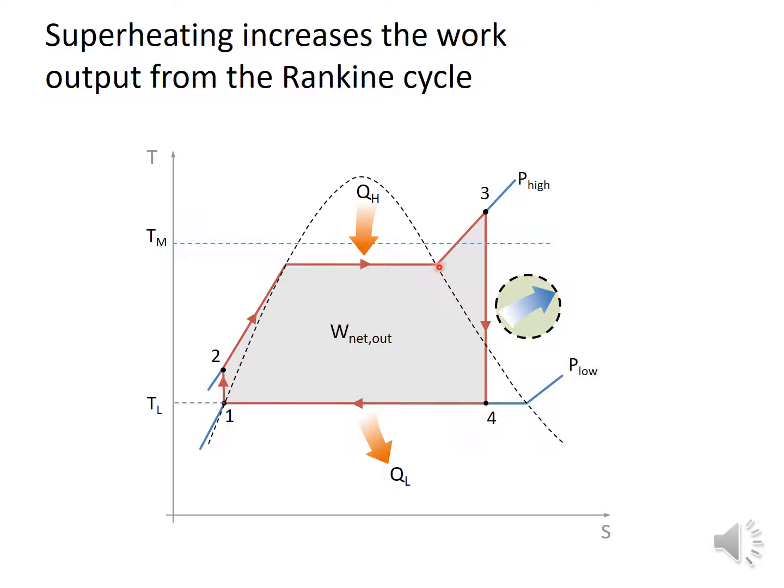We also see that when we move the expansion line from this point to this point between 3 and 4, we have a longer expansion line. And this means that more work is produced from this type of turbine. And still, we just maintain the same pump work, meaning that the net work output from the turbine has actually increased.